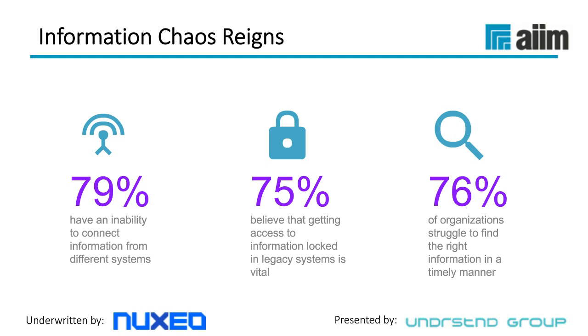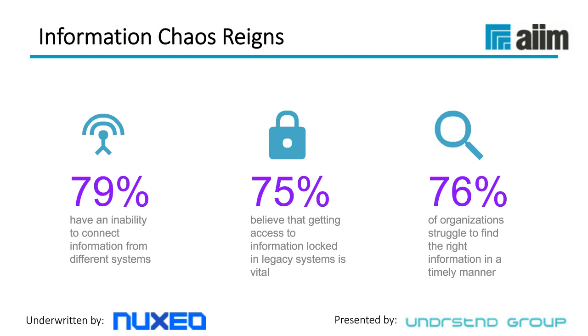Three-quarters of organizations also think that getting access from those legacy systems that Martin talked about is vital. Getting information from blocked legacy systems is vital, and I don't think many would disagree with that. And when you combine these two challenges together, it should really come as no surprise at all to find that 76% of organizations are struggling to find the right information within their business in a timely manner. It's not really any wonder given the other challenges, is it? So we've got plenty of challenges to choose from.